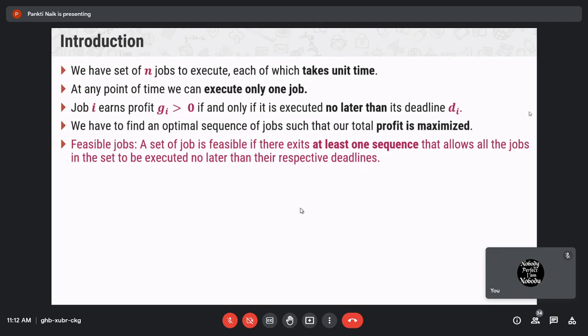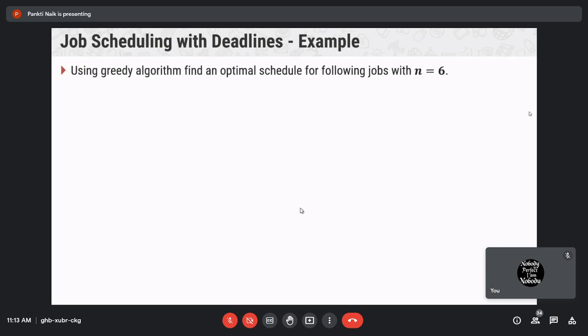Now what is a feasible job? A set of jobs is feasible if there exists at least one sequence that allows all the jobs in the set to be executed no later than their respective deadlines. So let us understand the job scheduling problem using one example. Using a greedy algorithm, you can find the feasible solution or optimal schedule for the given jobs.